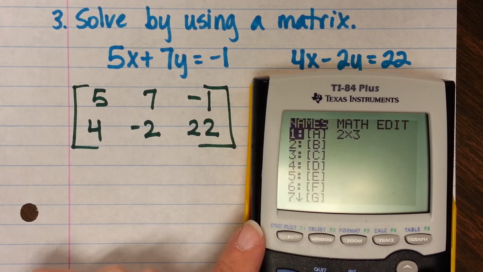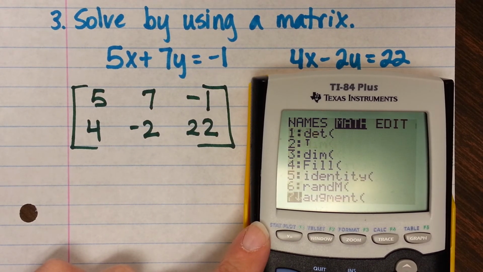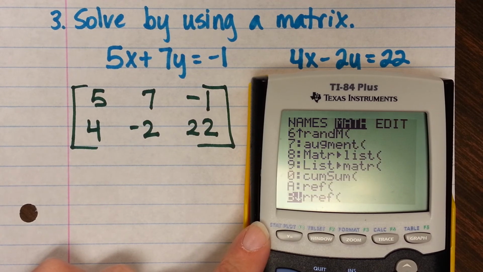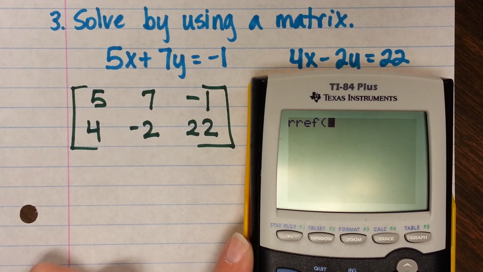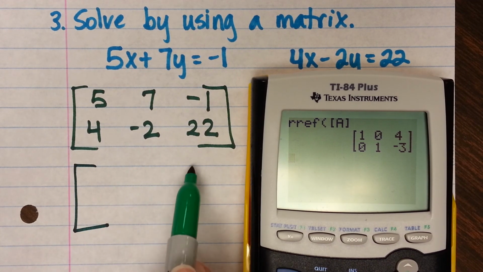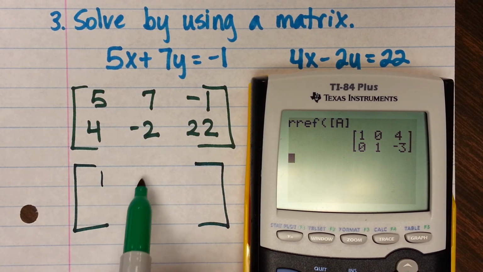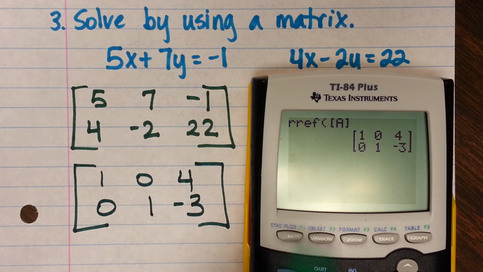We go back to second matrix, over to math. This is where we scroll down and pick up our math operation. We go down to RREF, hit enter. Now we have to go back and tell it which matrix to do that operation on. So we go to second matrix, option 1 for matrix A, and then we hit enter. The matrix that it shot back out for us was 1, 0, 4, 0, 1, negative 3.